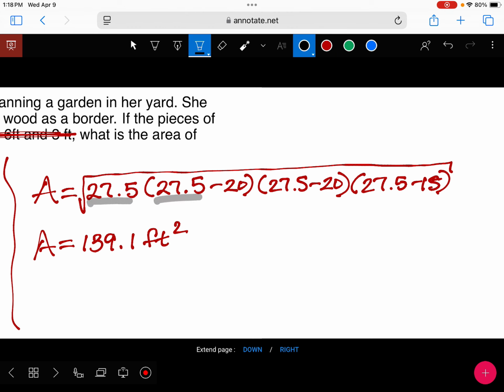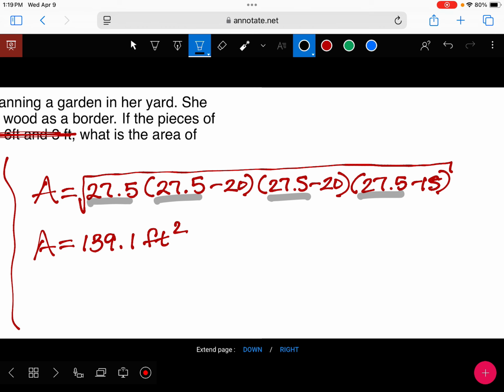So we got that here, here, and here. So let me test it out because, let me not trust the children. Hold on. Let me type it in. So we got 27.5 times parentheses 27.5 minus 20 squared, because that's twice. And then I got 27.5 minus 15. And yeah, I got 139.1. Y'all was making me feel like that was wrong. That's what I got. We agree?